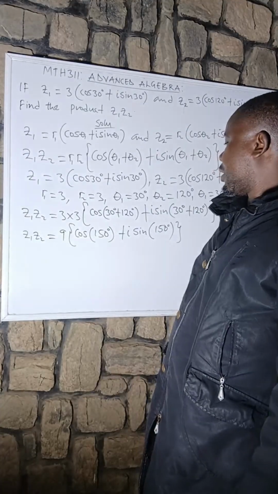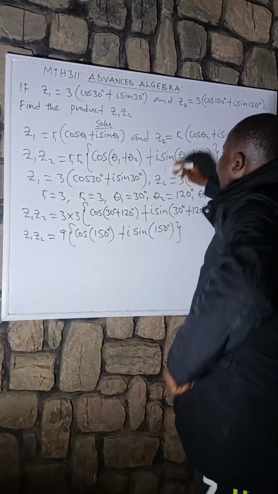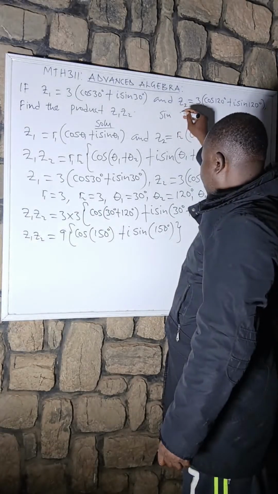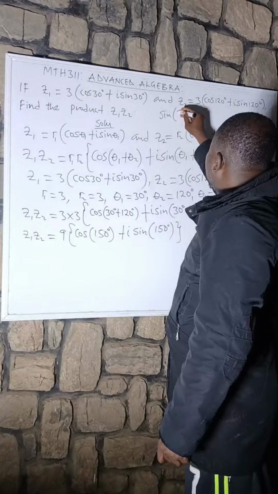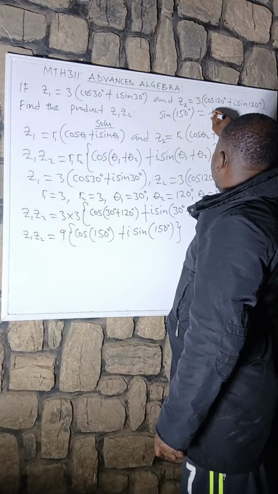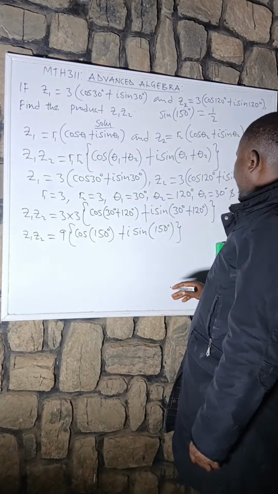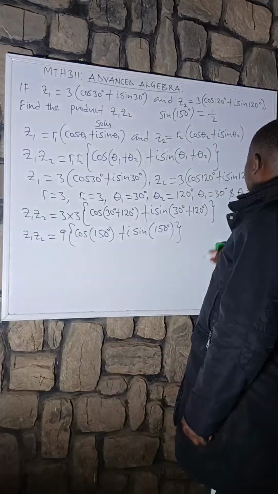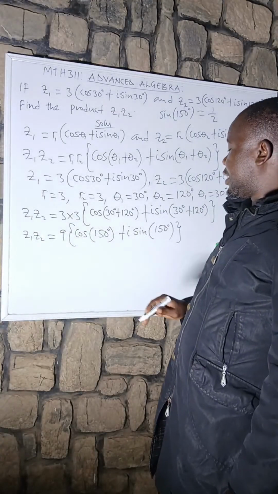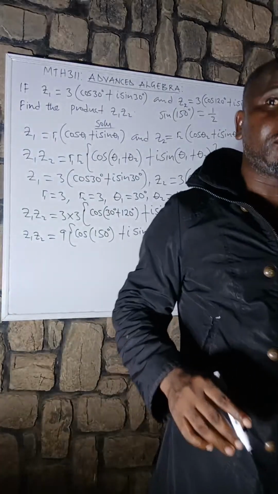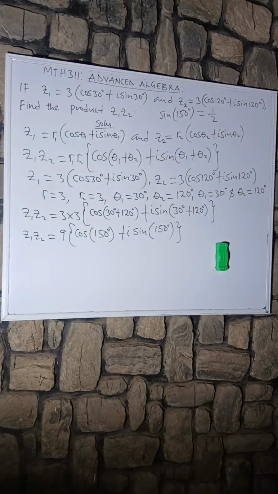If you press your calculator, I think sine 150 degrees is supposed to be 1 over 2, right? And cos 150 degrees is minus root 3 all over 2, if I'm not mistaken. So just press your calculator and let us see. Any question? No question. So we can proceed, right?